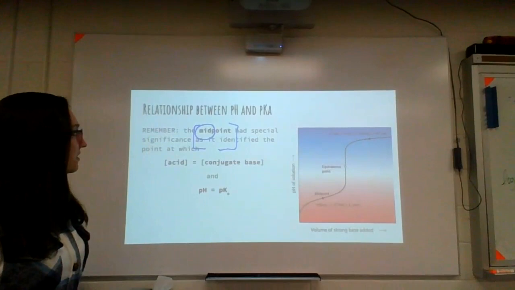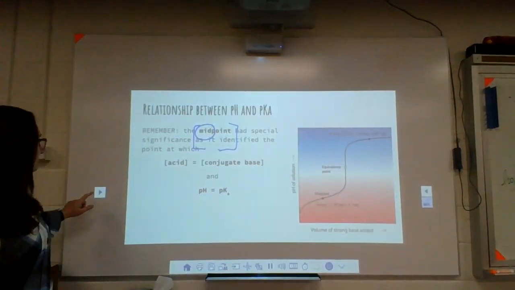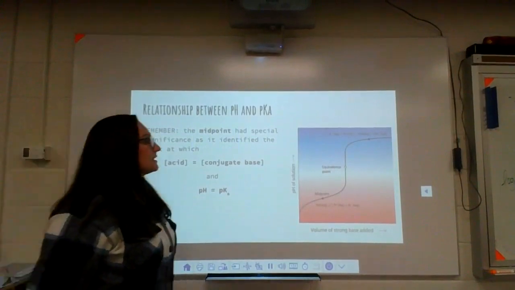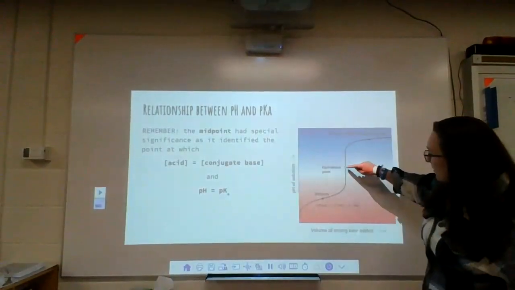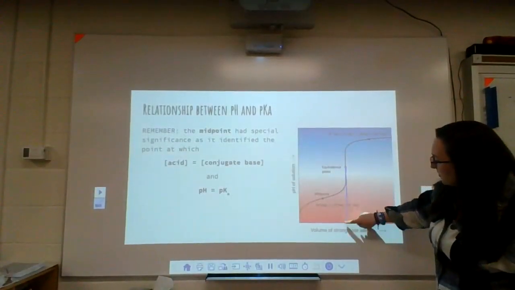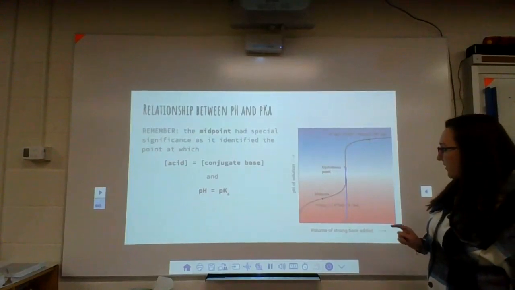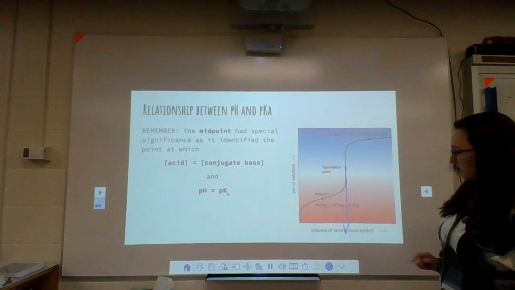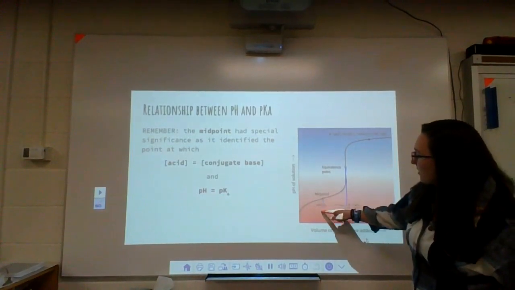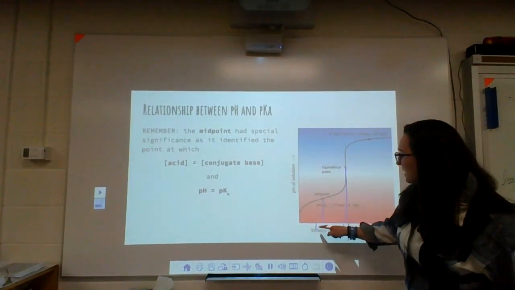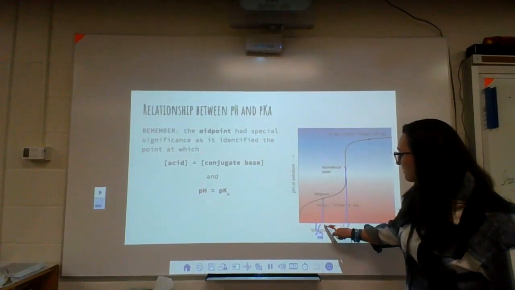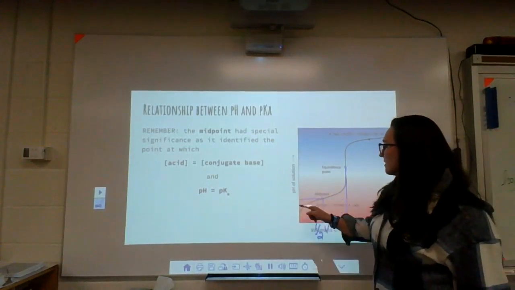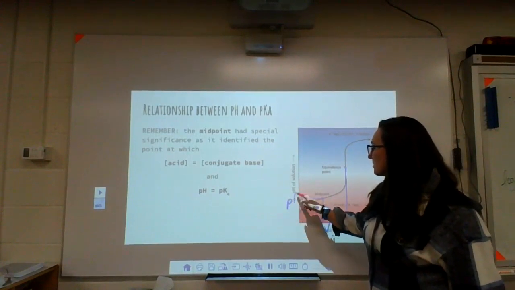Let's remember that the midpoint has special significance. So the midpoint was identified by finding the volume, or number of moles, at the equivalence point. So we'll call this V because it's volume on this graph. And then the midpoint occurs at 1/2 of V. And so at this point, the pH is equal to the pKa.